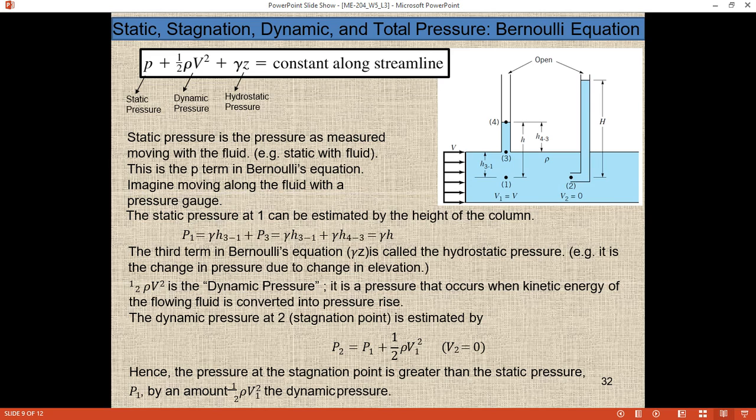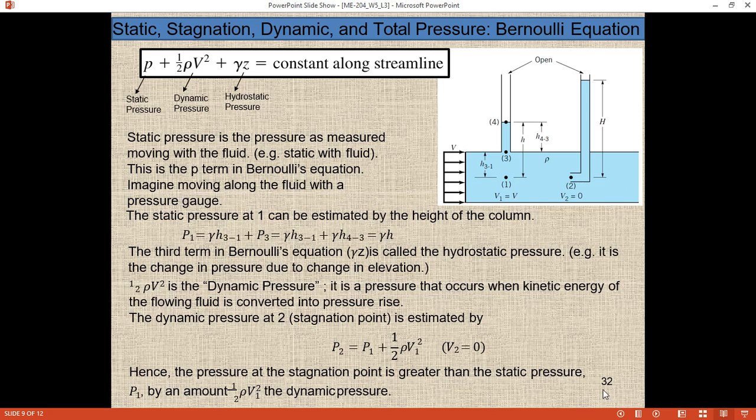So that's why we consider the velocity at point 2 to be 0. So this is the stagnation point. At the stagnation point, V2 is 0. Now this is point 1 and this is point 2. To find the pressure at point 2, we apply the Bernoulli equation between point 1 and point 2, on the same reference line. So Z1 and Z2 are equal to 0.